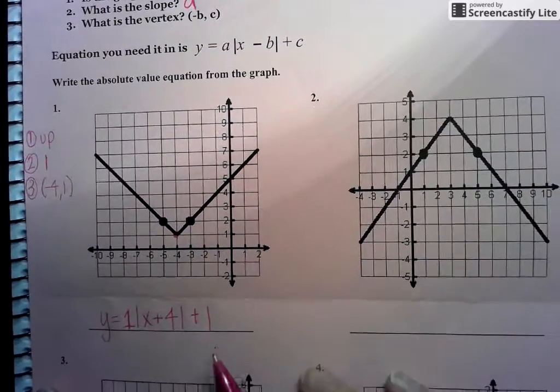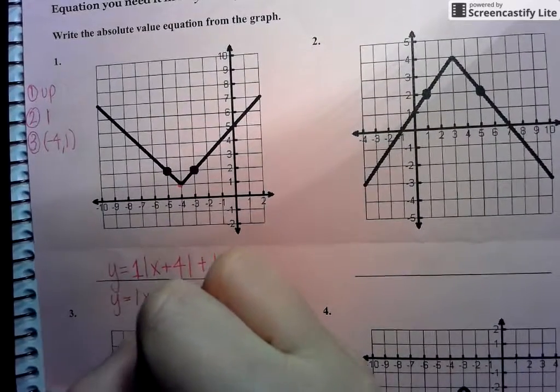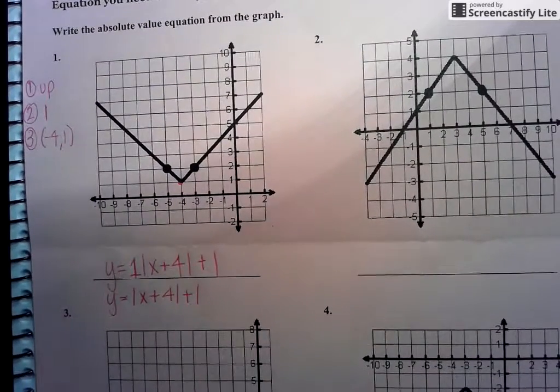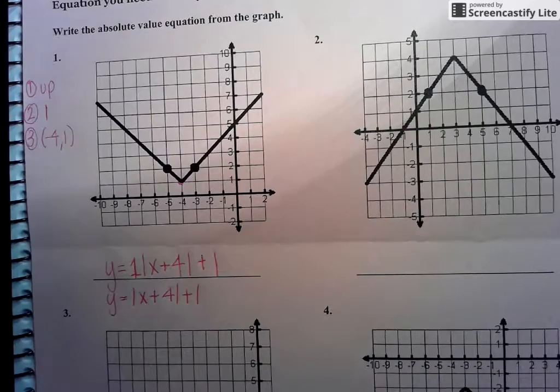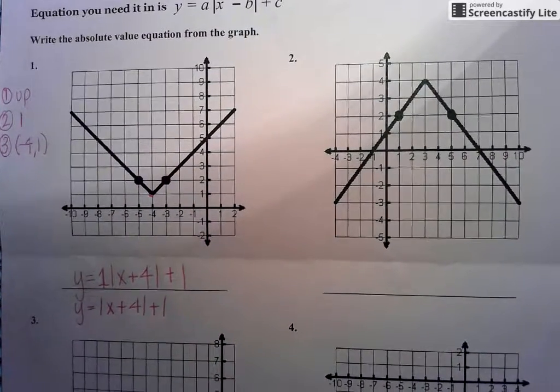So our equation could also be written as y equals the absolute value of x plus 4 plus 1. So that would be how we would write our equations. You could write it one of two ways, and that would be our equation from our graph.